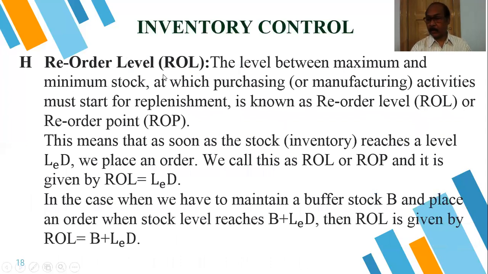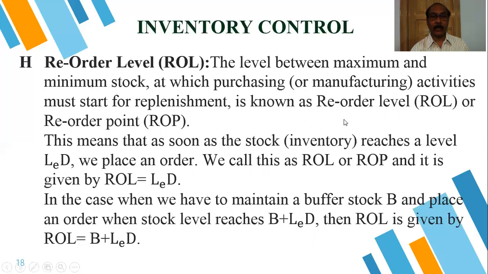Reorder level, ROL. The level between the maximum and the minimum stock at which the purchasing or manufacturing activities must start for replacement is known as the reorder level, ROL, or the reorder point. When the stock is decreasing, the mention is there in our database or in the bin card. This is the minimum level of the particular item.